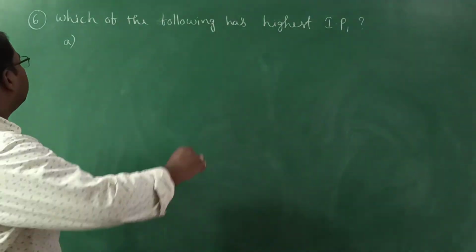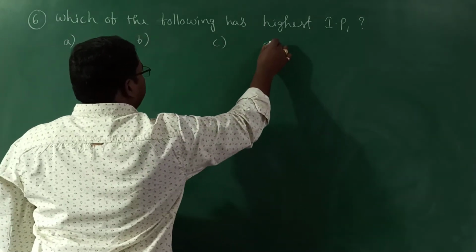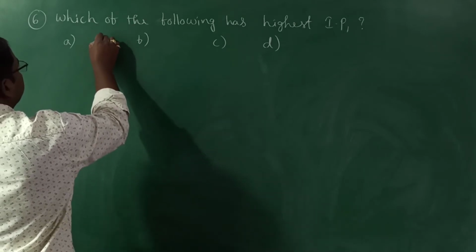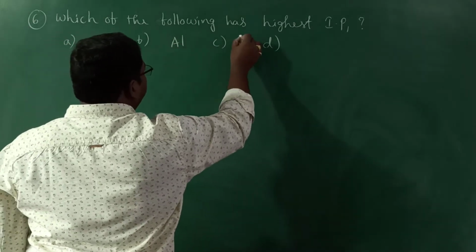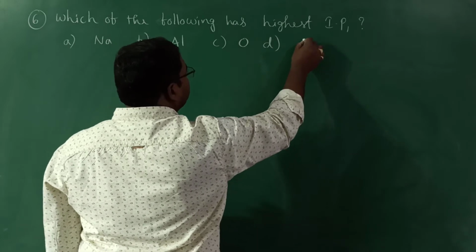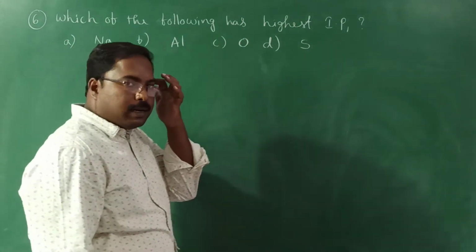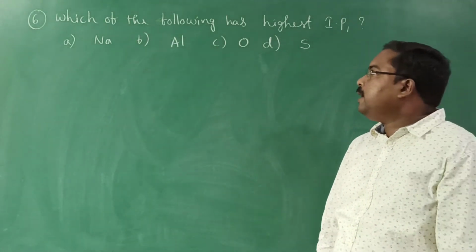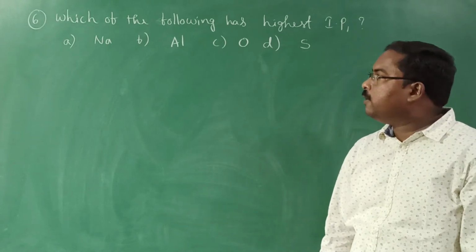Coming to the four options. The first option is sodium, aluminium, oxygen, sulfur. What will be your answer? They are asking to find the element with the highest first ionization potential value.